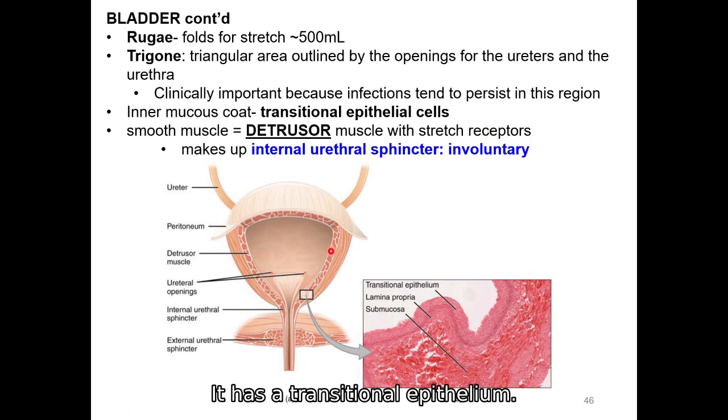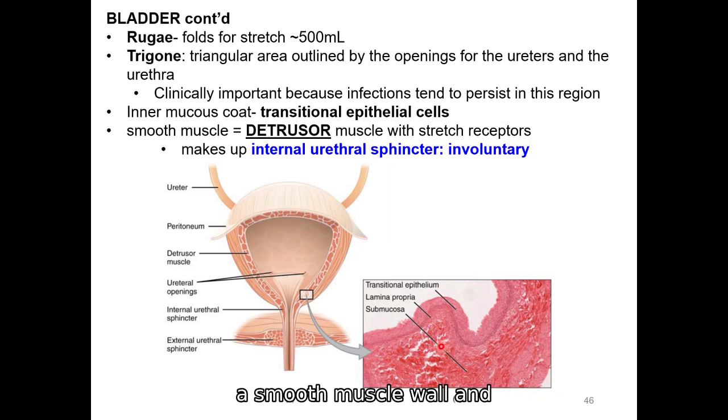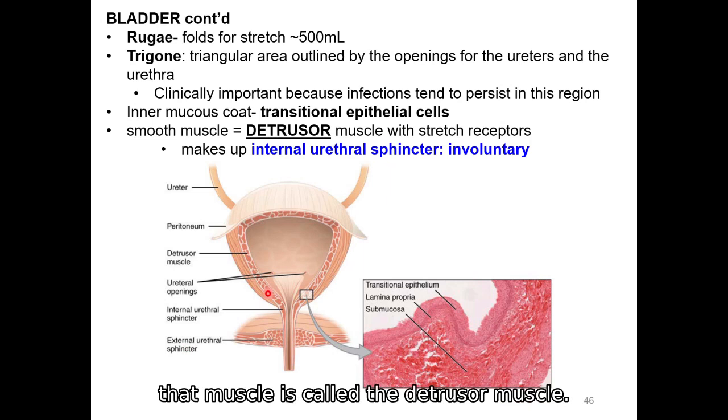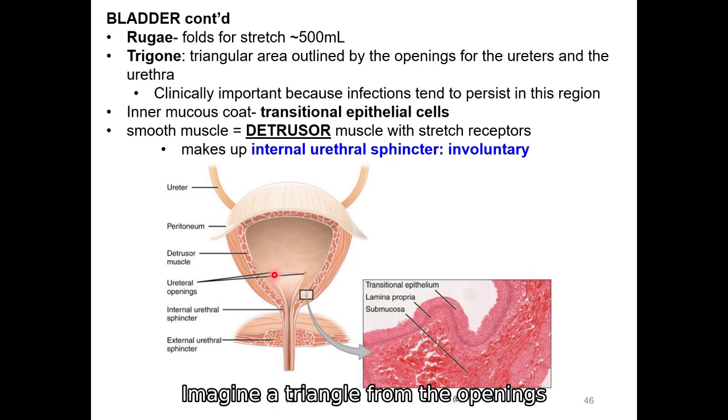So it is a storage organ. It has a transitional epithelium. It's going to be in folds called rugae. We learned that last week. It's going to have a submucosa, and then it has a smooth muscle wall, and that muscle is called the detrusor muscle. There is this triangular area right here made up, imagine a triangle, from the openings of the ureters and then the urethra. This area is clinically relevant.